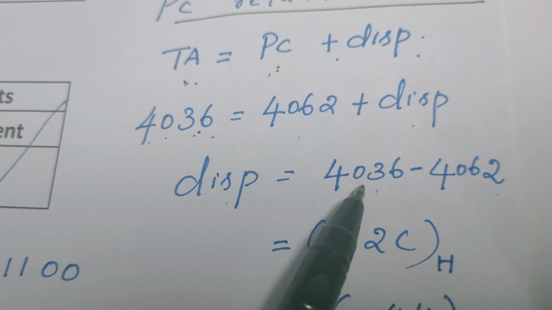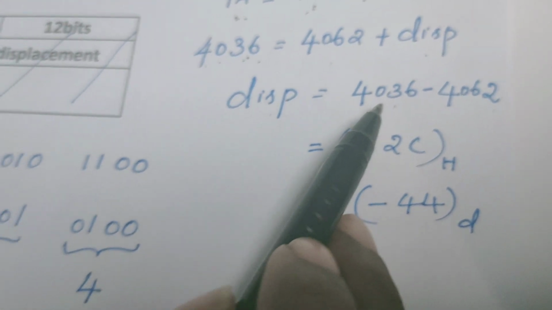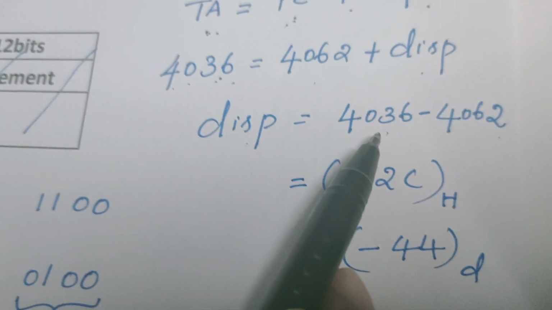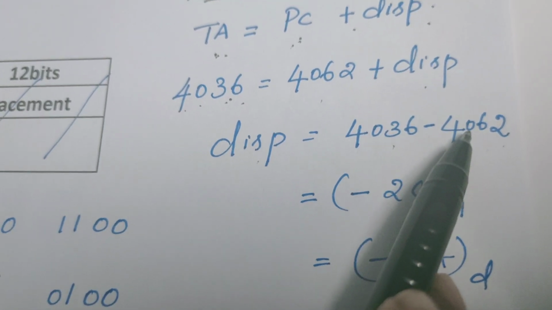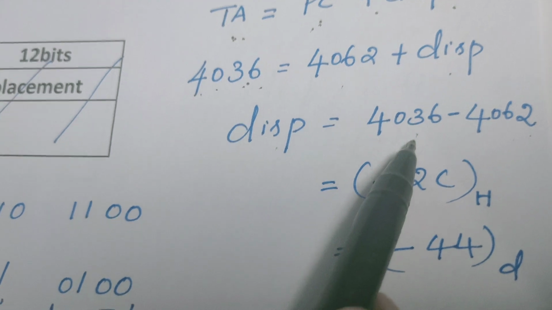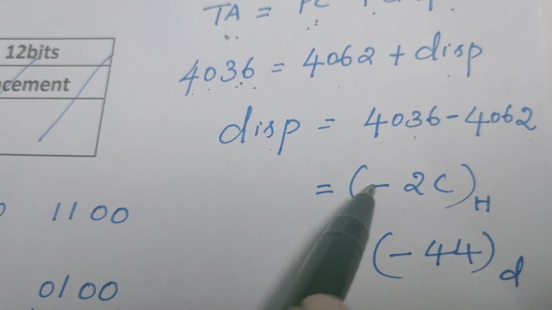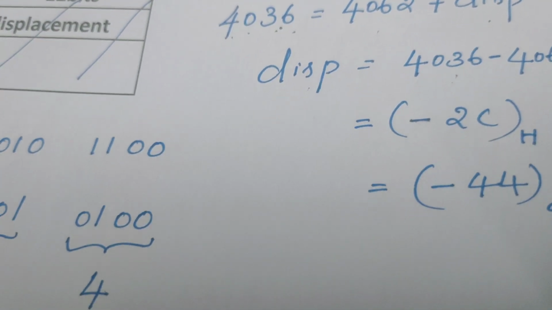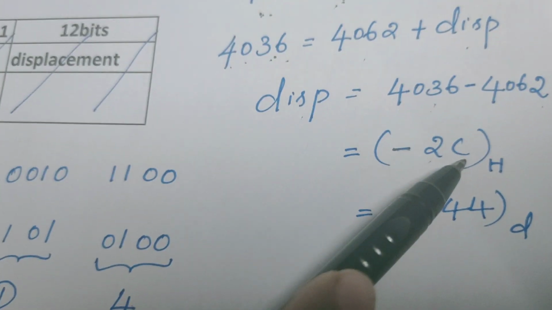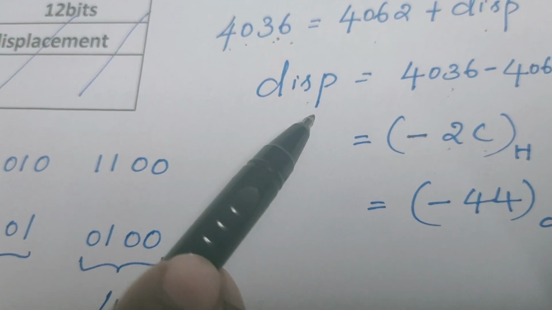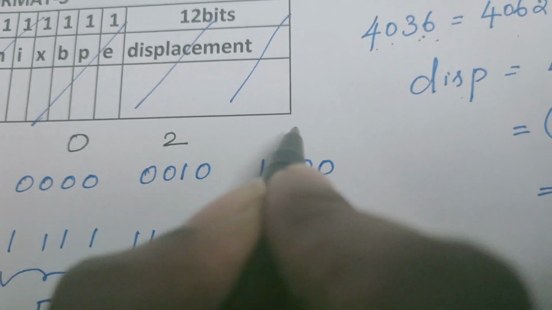Remember, these are all hexadecimal. You have to perform hexadecimal arithmetic. You can use a calculator, just get into the hexadecimal mode and perform the operation. In fact, we are subtracting a larger number from a smaller number, so the difference is minus 2CH. It is a negative number, so I'm finding the 2's complement of that. The displacement field is in fact 12 bits, so I'm writing it as 0 2 C.